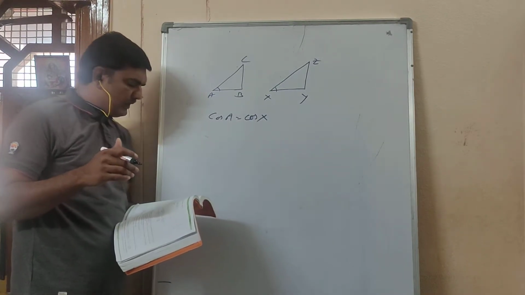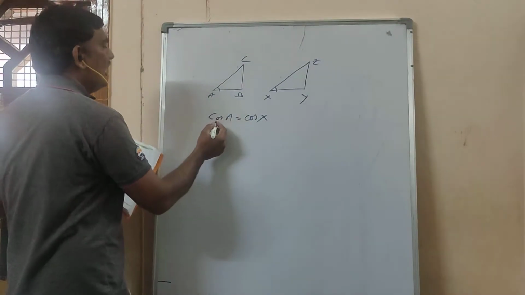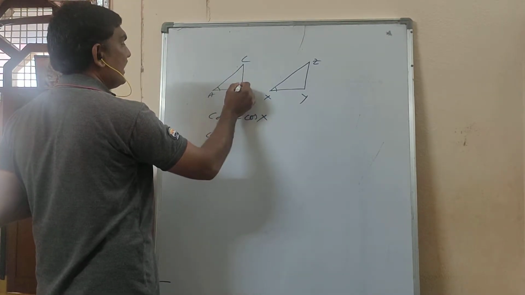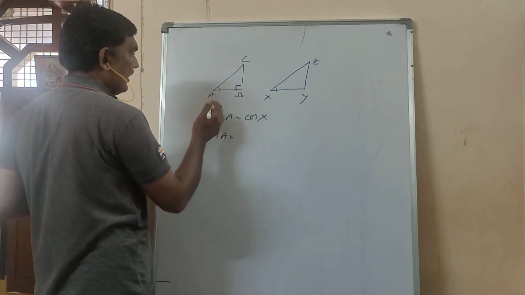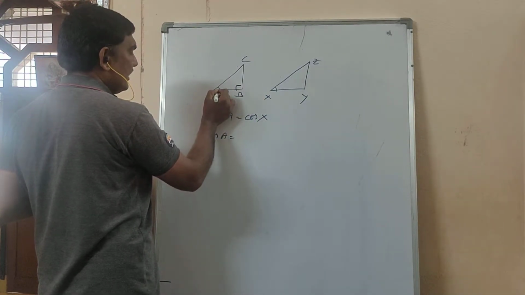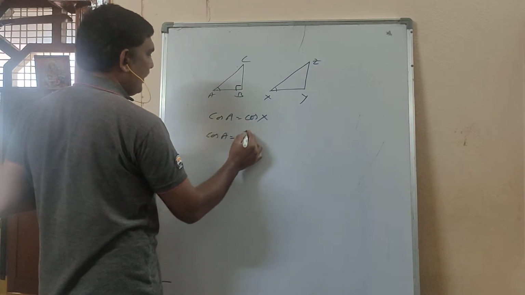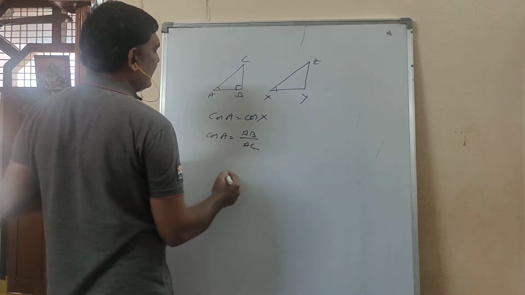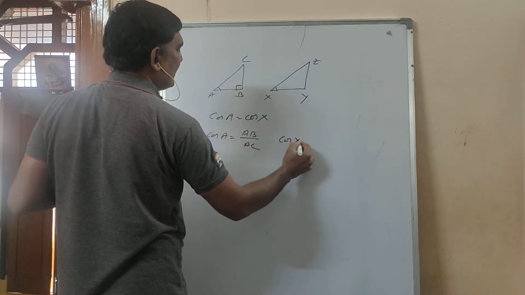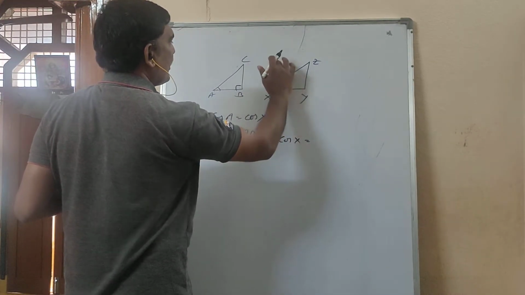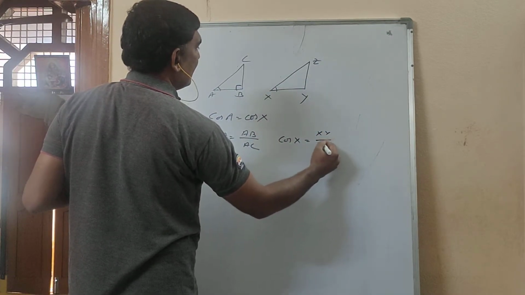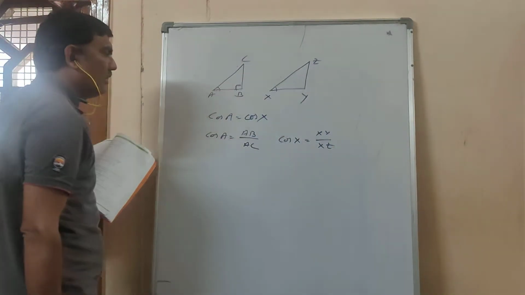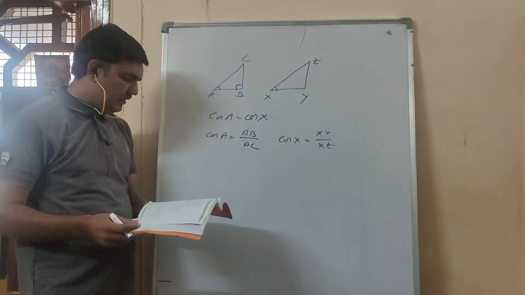Now what you have to do, we'll see it. So cos A, if you see this one, it is a right angle triangle. ABC is a right angle triangle. Cos A formula is adjacent by hypotenuse, AB by AC. What is the formula for cos X? Adjacent by hypotenuse again, XY by XZ. Cos A is AB by AC, cos X is what? XY by XZ.